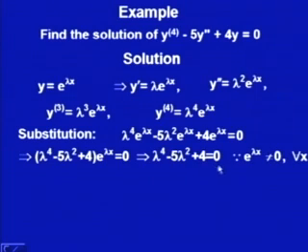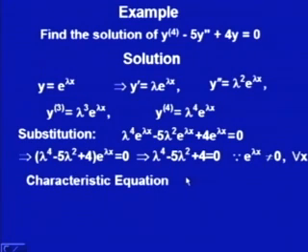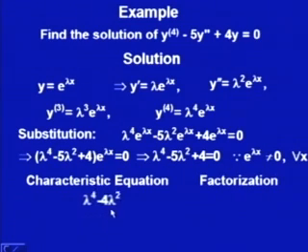If you see this, it is similar to what we get in second order: the characteristic equation. So, this also we call the characteristic equation. Now, this is a fourth order one. Let us factorize this equation. What would this factorization give me?